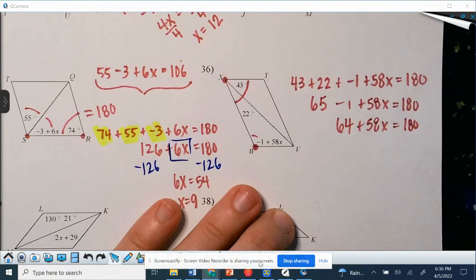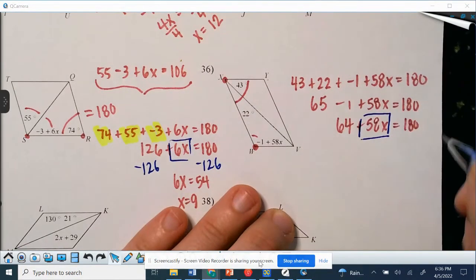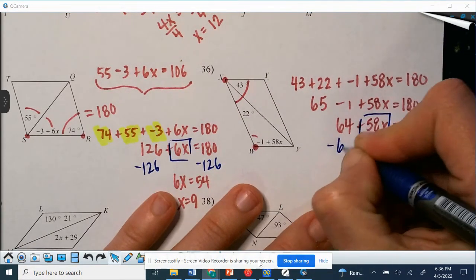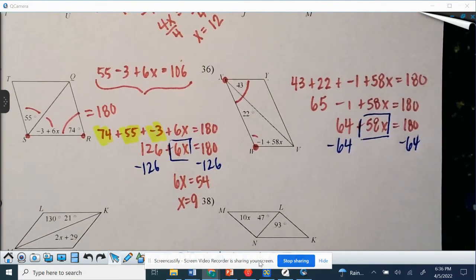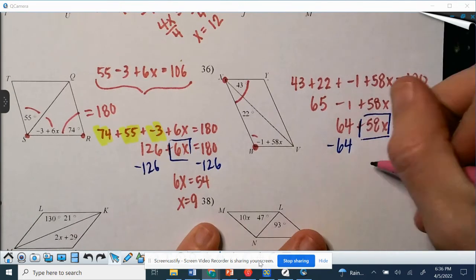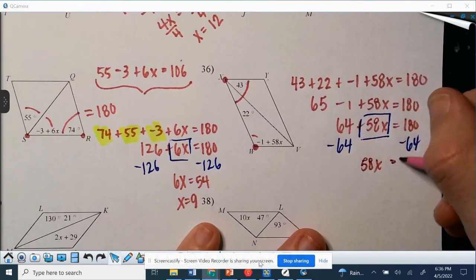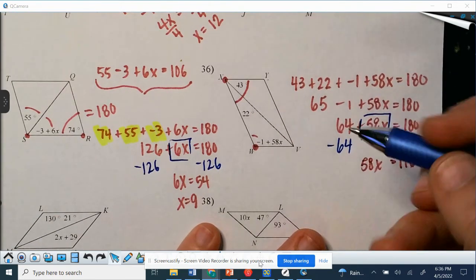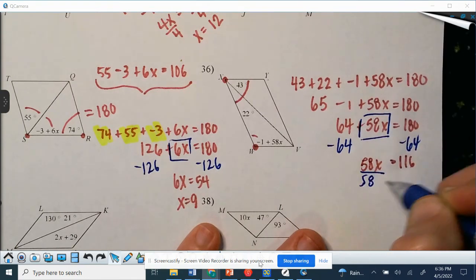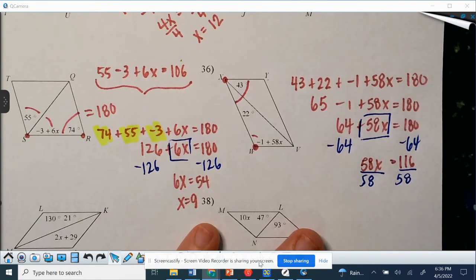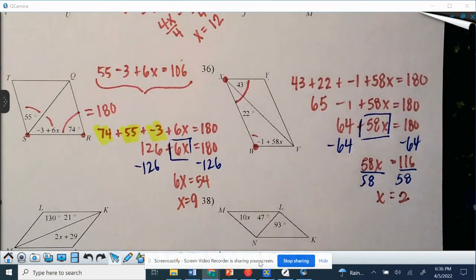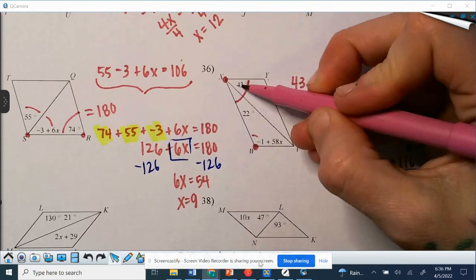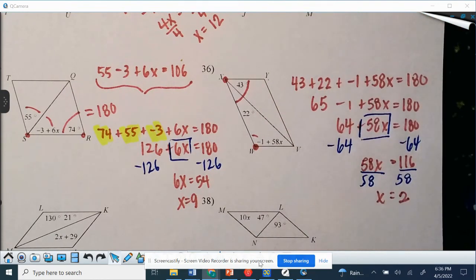We're trying to get that 58x, get the x by itself. So subtract 64 from both sides. So 180 minus 64 is 116. So 58x equals 116. The 58x is multiplication, so we're going to divide by 58 on both sides. And that's going to give us x is equal to 2. So x is equal to 2 in that case. So again, you're just taking all the parts, solving for x. And in this case, it is asking for the value of x, not the angle measure.